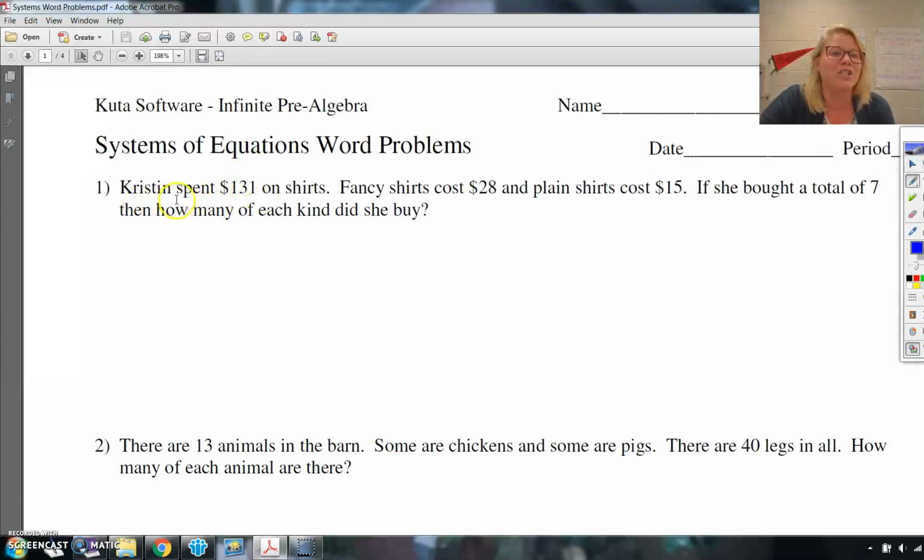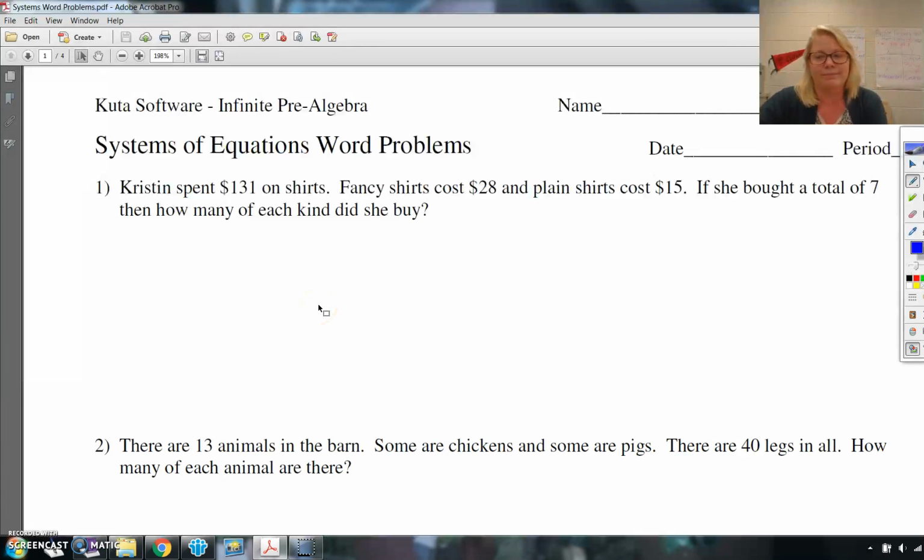Okay, so here, Kristen spent $131 on shirts. Fancy shirts cost $28 and plain shirts cost $15. If she bought a total of 7, then how many of each kind did she buy?